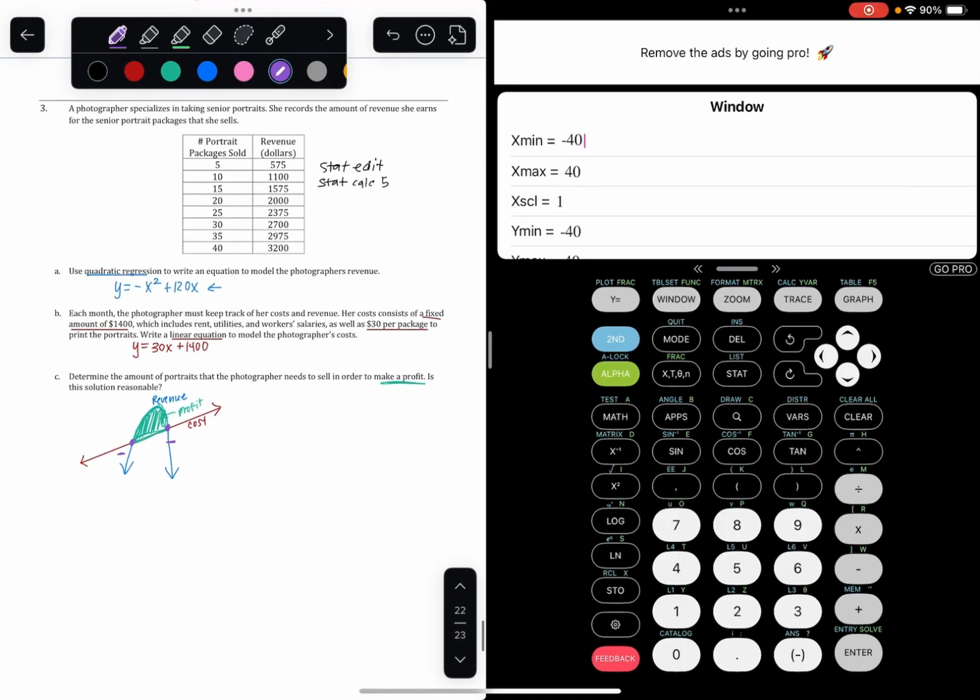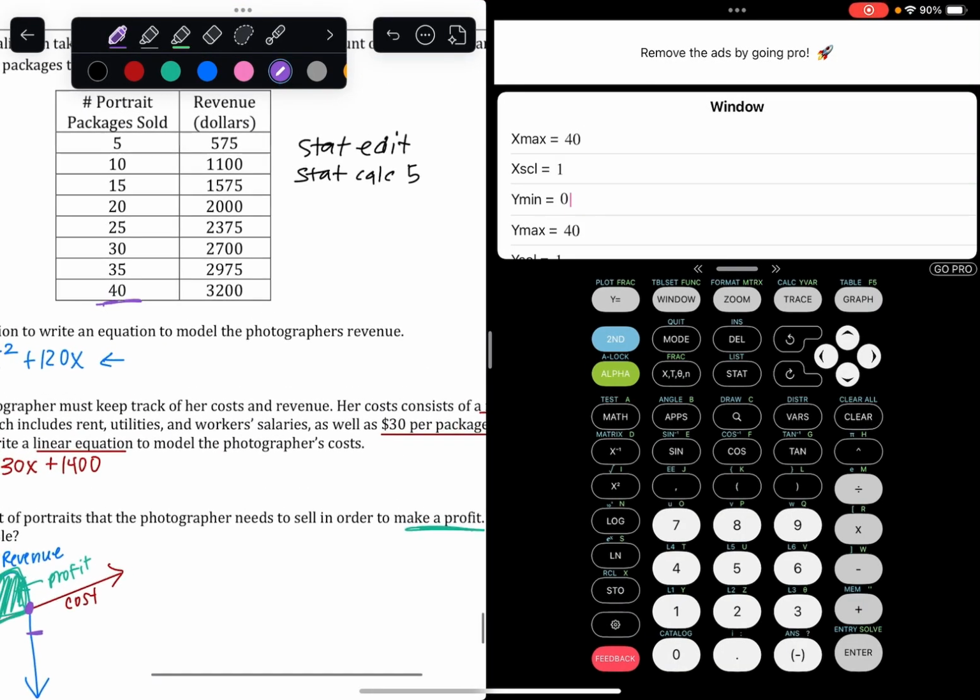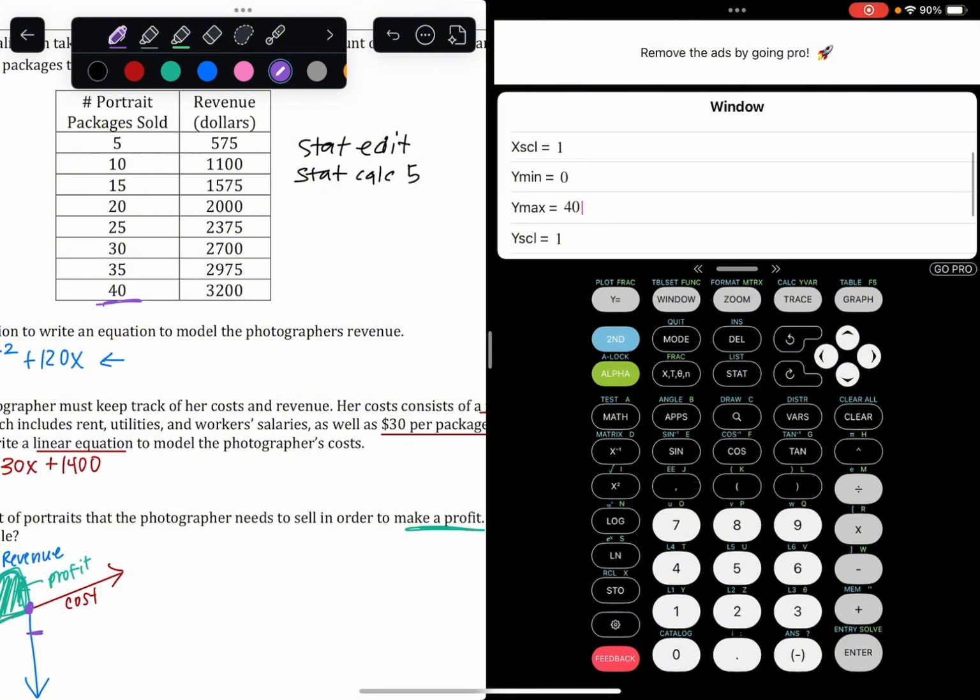And so looking at my table, my x-min, since we're talking about portrait packages, we don't really need to go into the negatives. And then it's going all the way to 40 here. And so I would go to at least 40 on your graph. We may need to make that bigger. For our Y minimum, we're gonna start at 0 because we're talking about revenue. And then for the Y max, on our table, it goes to 3,200. So I'm gonna type in like 3,500 and see how that looks.